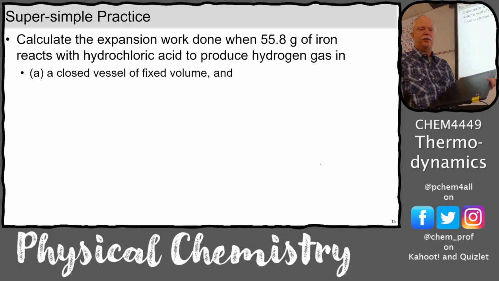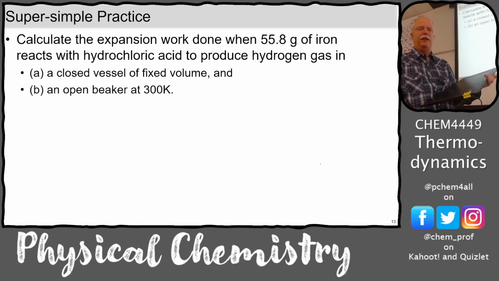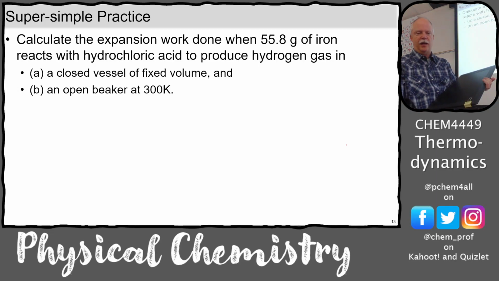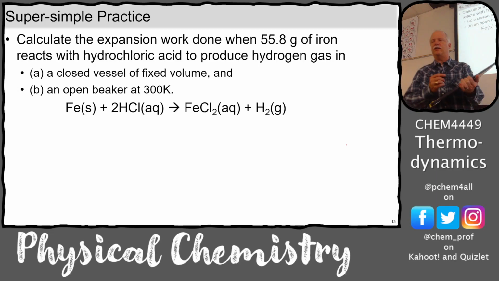So let's do some super simple practice here. Calculate the expansion work done when 55.8 grams of iron reacts with hydrochloric acid to produce hydrogen gas. And here's the equation. That's our system in two scenarios.